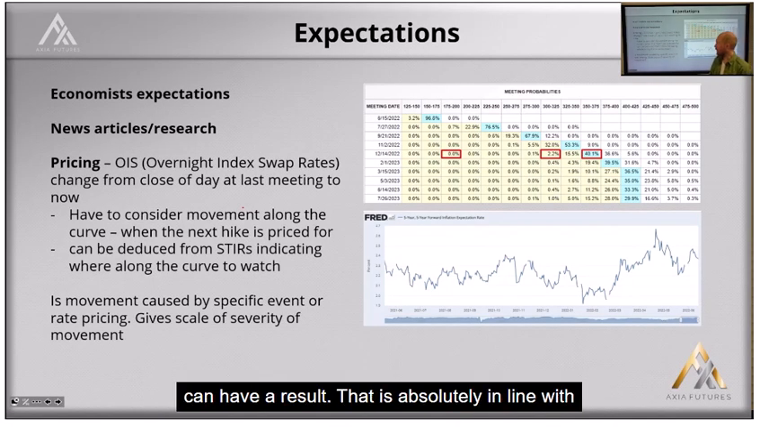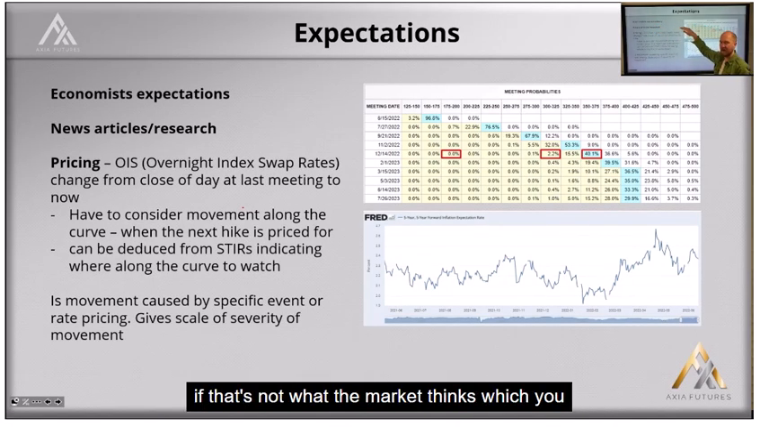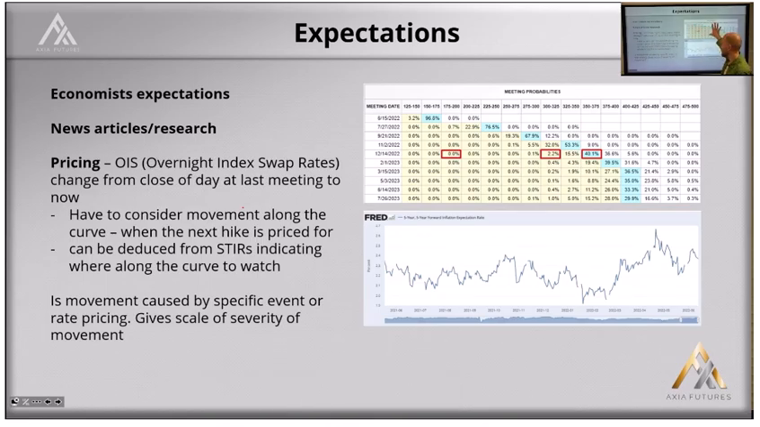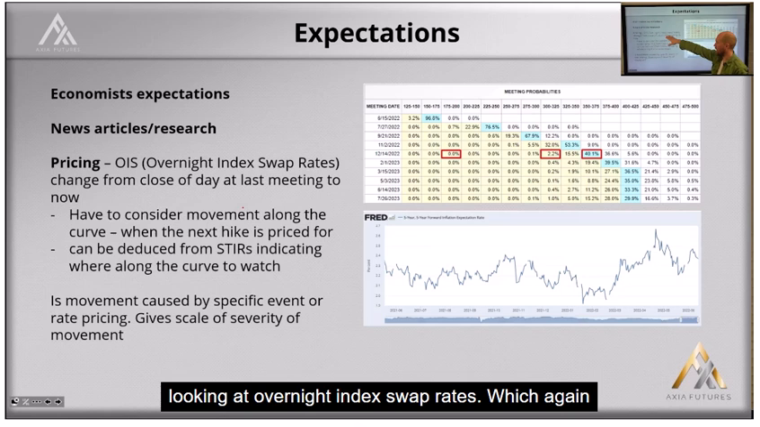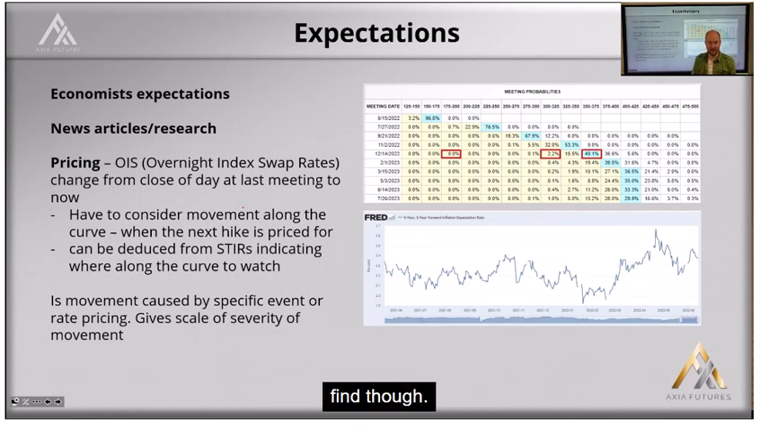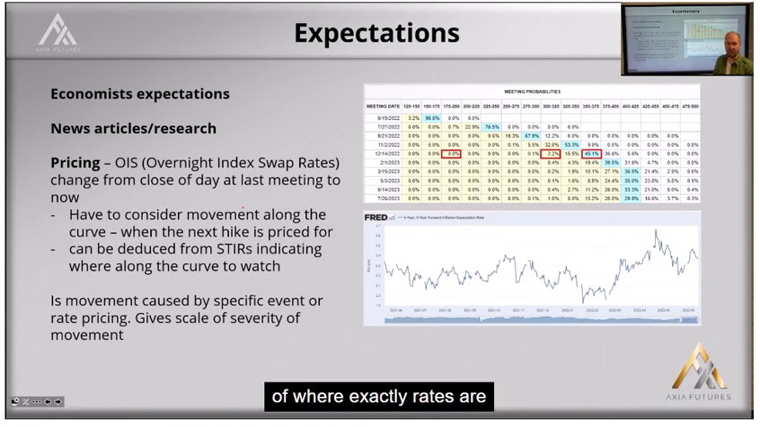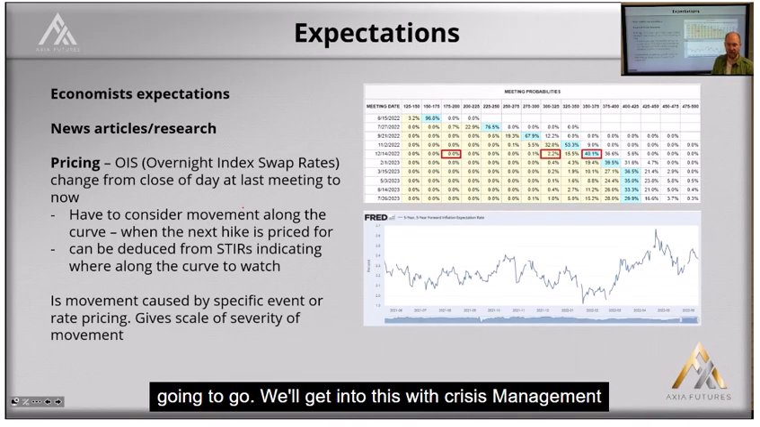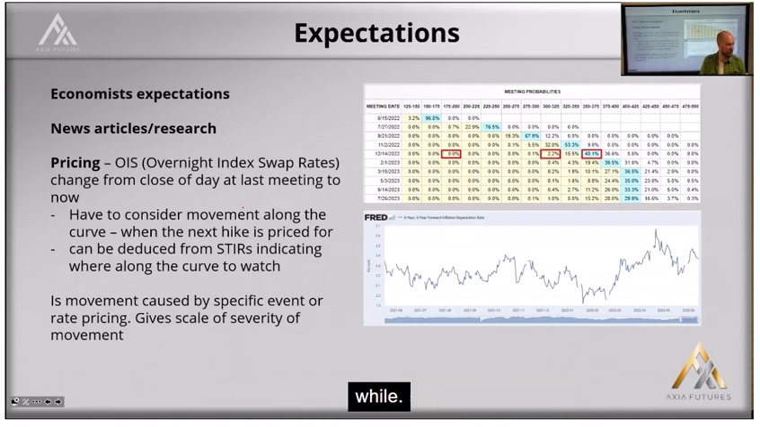So whilst you can have a result that is absolutely in line with what economists think, if that's not what the market thinks, which you can get from the CME FedWatch tool, you can also get by looking at overnight index swap rates, which again, you can Google these. These are generally harder to find though. Overnight index swap rates are going to be the most accurate indication of where exactly rates are going to go. We'll get into this with crisis management on what exactly an OIS is and what it shows you, but we will deal with that in a little while.